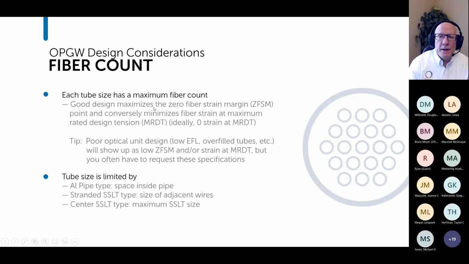Now, each tube size has a maximum fiber count, because, go back to when I was talking about the loose tubes, you've got to get that sinusoidal shape in it. So you have to have a certain amount of space to do that in. A good design is going to maximize that zero fiber strain margin, which is to say maximize the EFL given the available space. Conversely, it's going to minimize the fiber strain at that maximum rated design tension. So that's the highest tension that you're using for the cable.